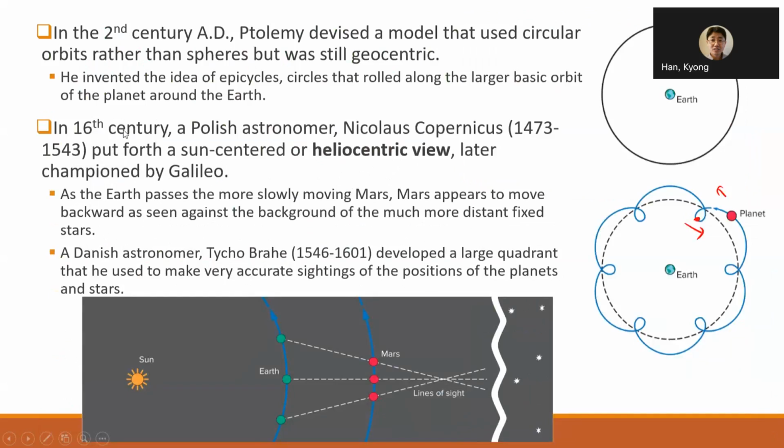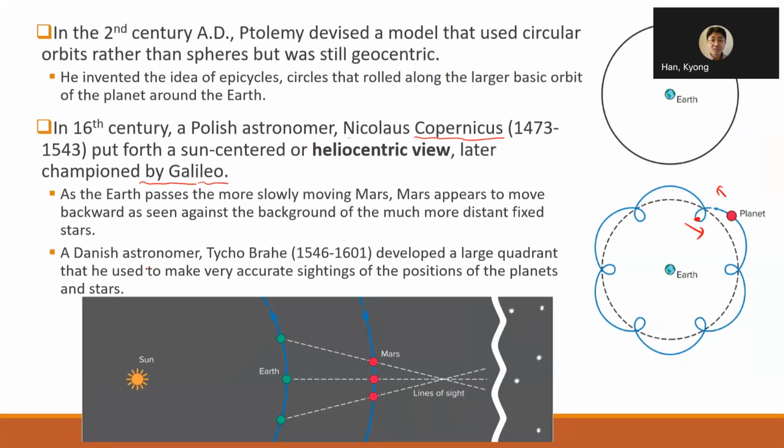In the 16th century, a Polish astronomer, Nicolaus Copernicus, put forth the sun-centered, or heliocentric, view, later championed by Galileo. Actually, I think Galileo came after Copernicus. They suggest that as the Earth passes the more slowly moving Mars, Mars appears to move backward as seen against the background of much more distant stars, right?